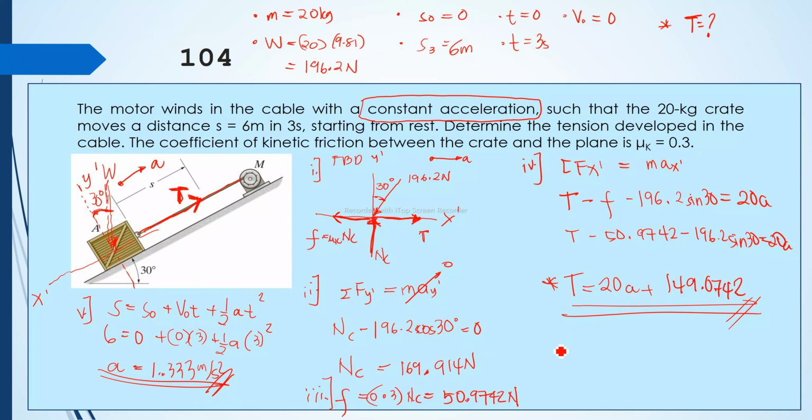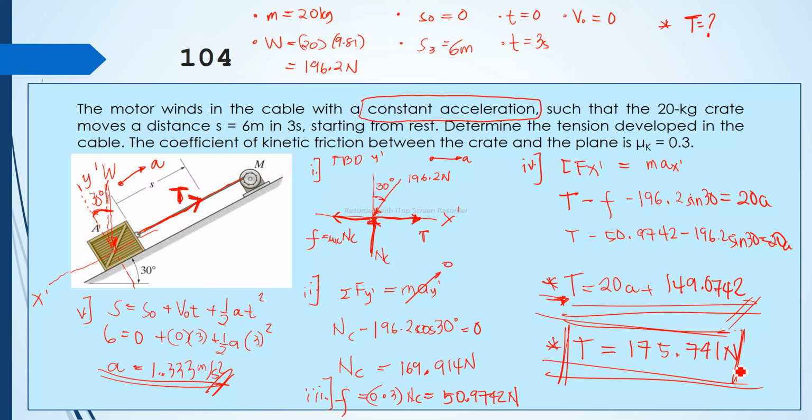We already have the acceleration. We substitute that in this equation. Then finally, we can obtain our tension, which is equal to 175.741 newtons. This will be the tension developed in the cable by pulling the 20-kilogram crate.